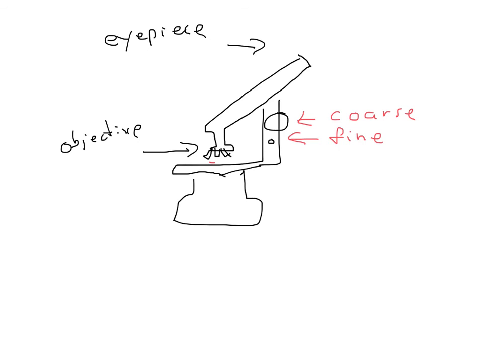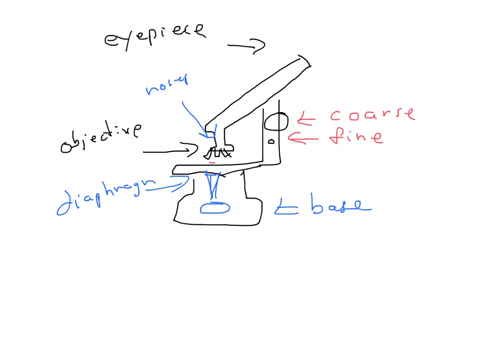Your other parts would include, under the stage, usually a diaphragm, which is like that. We talked about a pinwheel, which has a pinhole there that you can change the diameter for, which will allow more or less light from the lamp below up through the stage. So the diaphragm controls the light. You have the base for support. You have the nose piece, which holds the objective lenses. You have a body tube. Most of the other parts are pretty self-explanatory.